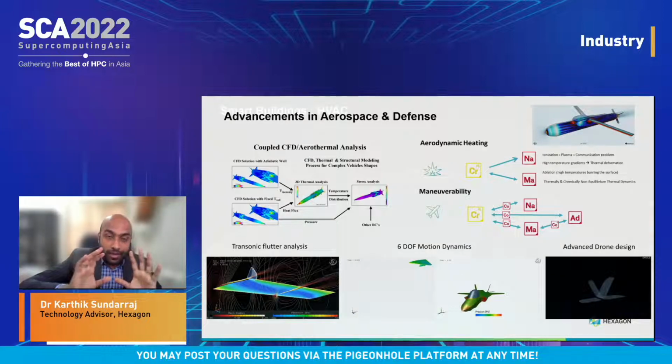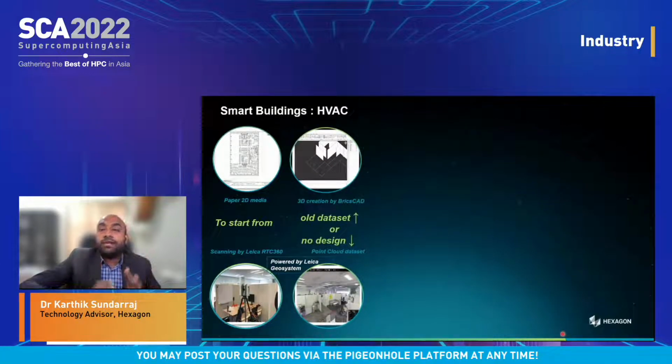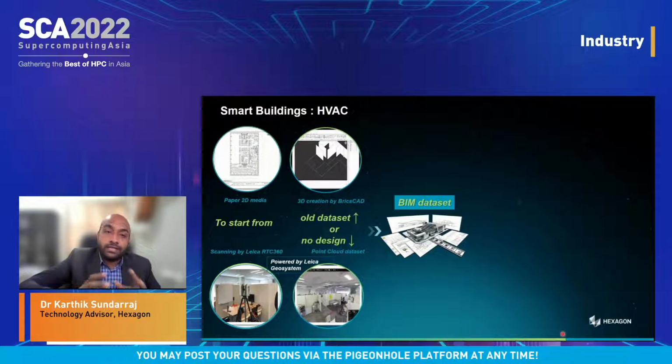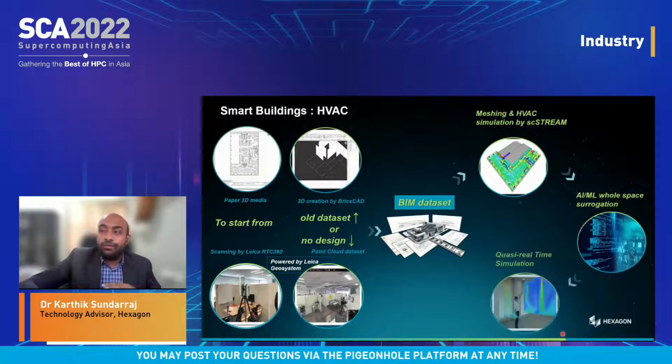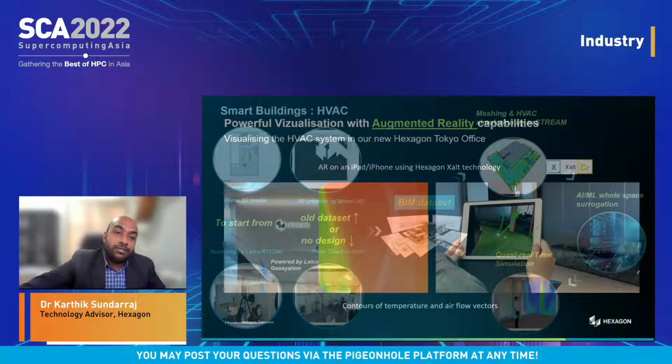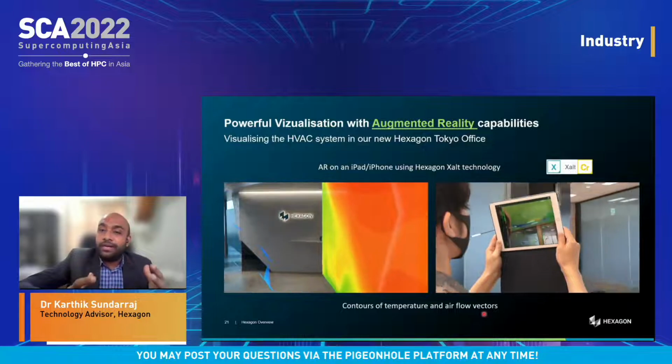And finally, I come to the last part, that how CFD can really make an impact when it comes to smart buildings, HVAC. Okay, so you are all aware that buildings can be scanned. So I'm just showing you a roadmap of what I mean by smart buildings. So we take old data set, convert it into 3D point cloud data. Then the BIM data set comes into picture, where the cloud data is converted into 3D CAD, and then the CFD simulation, usage of AI ML, and finally using these simulations in an augmented reality.